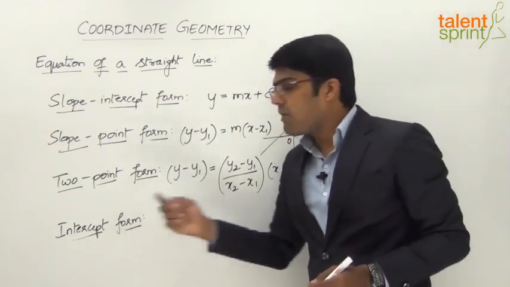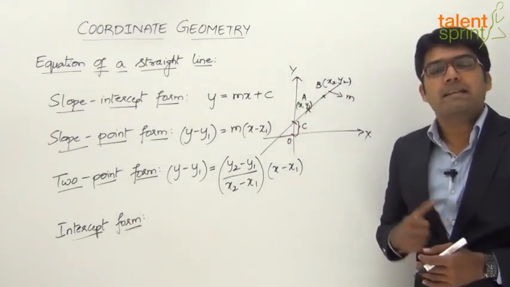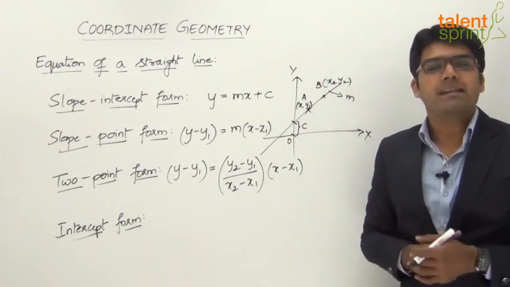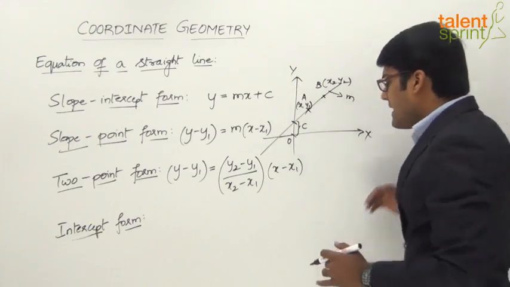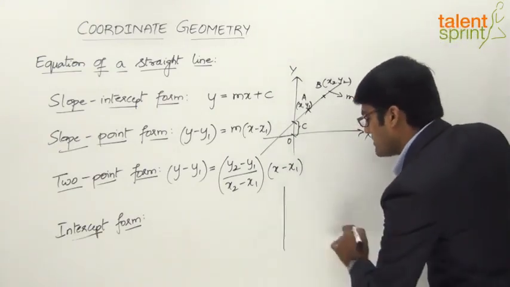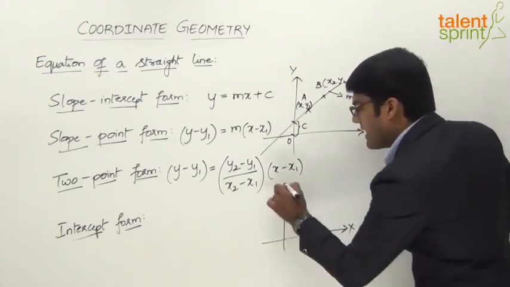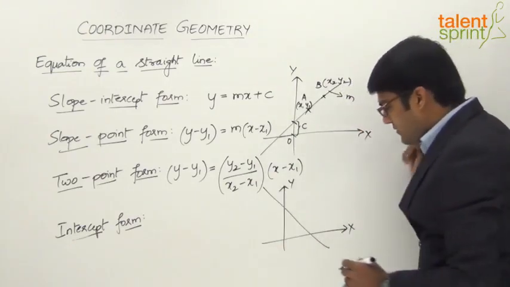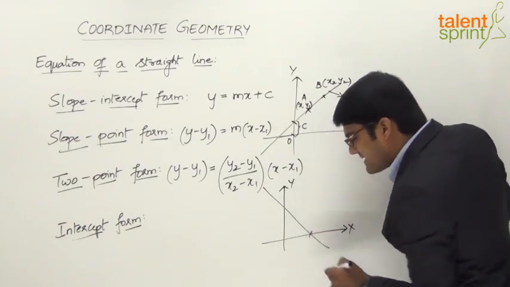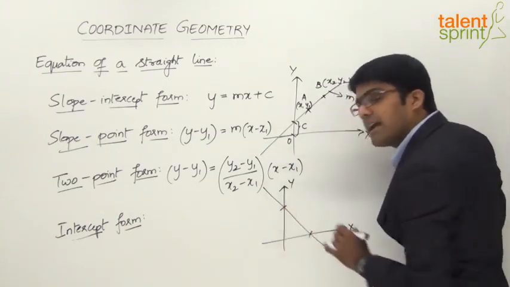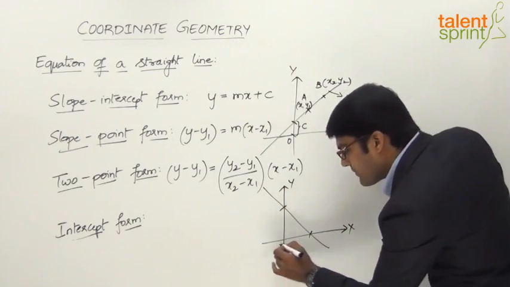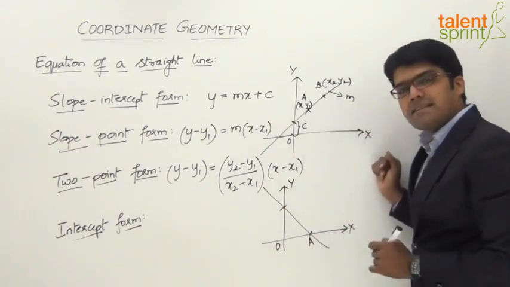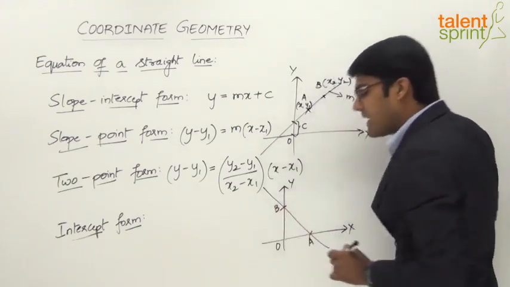So in intercept form, both the intercepts are given, the intercept made by the line with the x-axis and with the y-axis, and we need to write the equation of the line. Let us see how the graph looks. Let's say these are the x and the y-axis, and there is a straight line as shown here. The straight line cuts the x-axis at one point and the y-axis at another point. Here is the origin, and let's say the point where it cuts the x-axis is A, and the point where it cuts the y-axis is B.